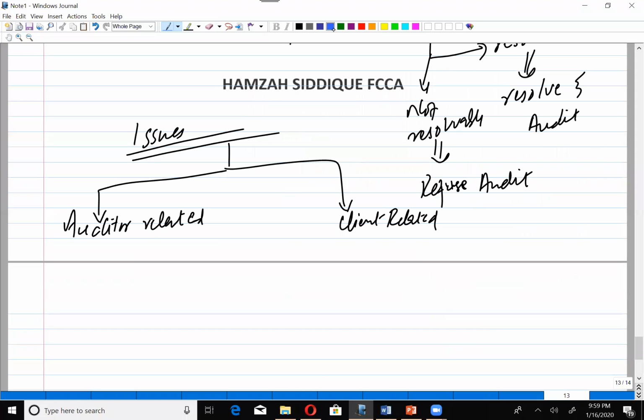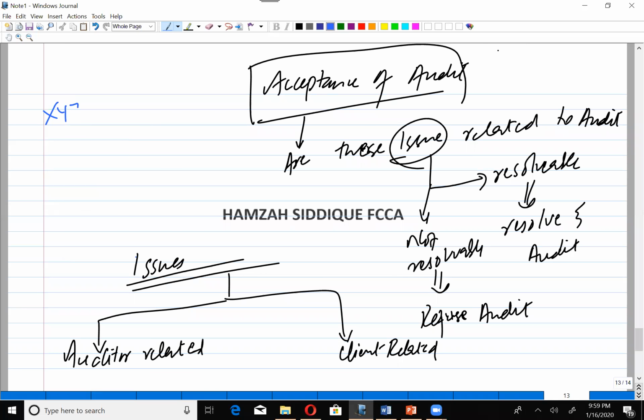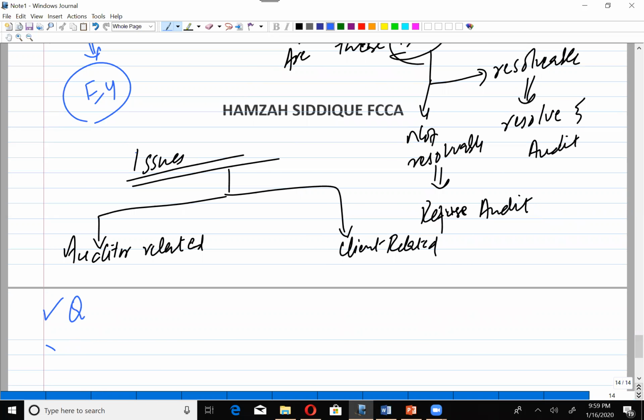Now, what is meant by auditor related issues? Students, auditor related issues means that, first of all, whenever a company, for example XYZ company, contacts EY, Ernst & Young, for their audit, EY first of all will evaluate whether they are qualified to act or not. By law, they are qualified to act.